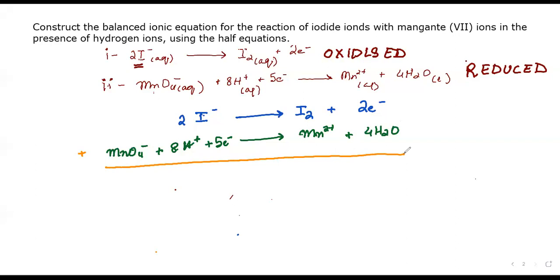Now, automatically, you should be able to spot a problem. What's the problem you should be able to spot? The fact that our electrons are not balanced. You will automatically see that our electrons are not balanced.